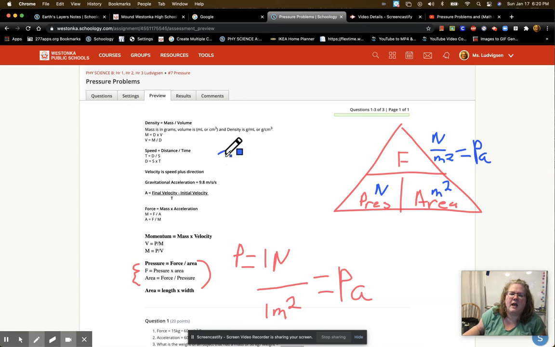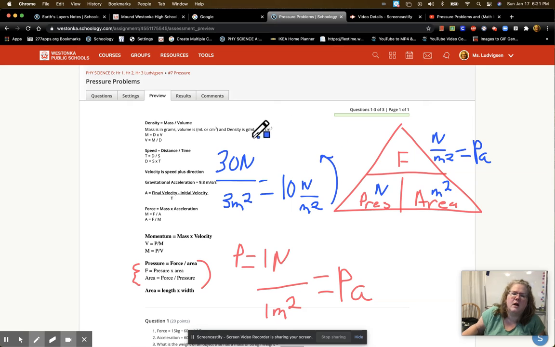So let's say I have 30 newtons of force being applied over 3 square meters. I want to know what my pressure is, okay? So all it is is straight up division. The math here is pretty easy. Use a calculator or use your head, whichever way works for you. 30 divided by 3 is 10. And I could write newtons per meter squared, or I can say that is 10 pascals. Okay? So a pressure unit is a Pascal.